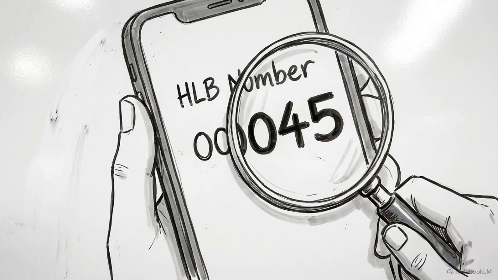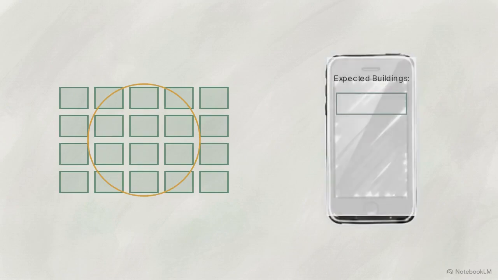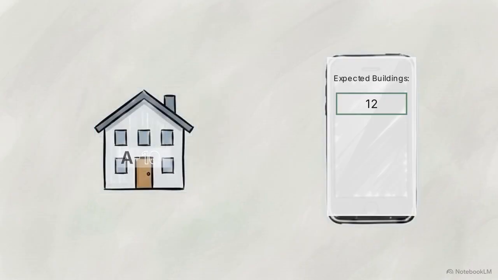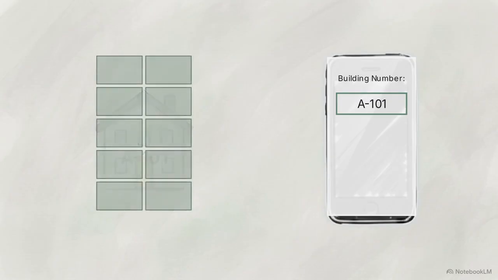Next, check your HLB, or House Listing Block. An HLB is the specific geographic area assigned to you for enumeration. Reference your physical layout map and type in the expected number of buildings and census houses before opening the entry module. Start your first entry by inputting the building number. This is the alphanumeric code already painted onto the physical structure by the local municipality.